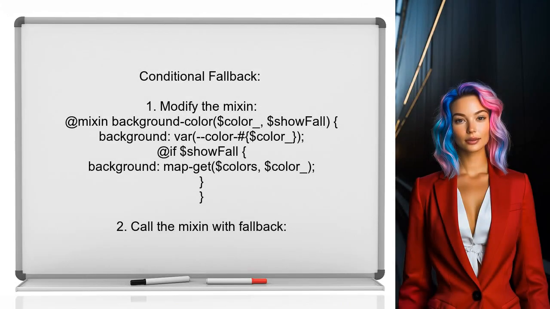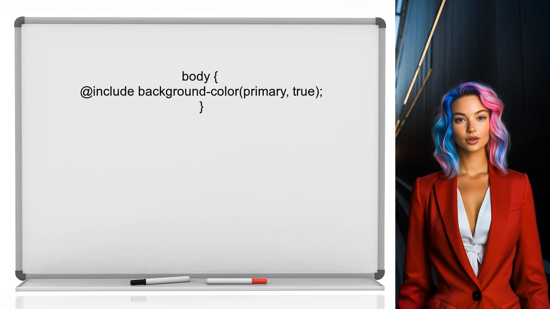Additionally, the user offers a conditional approach. You can control whether to show the fallback by adding a second parameter to the mixin. This allows for more flexibility in your SCSS.